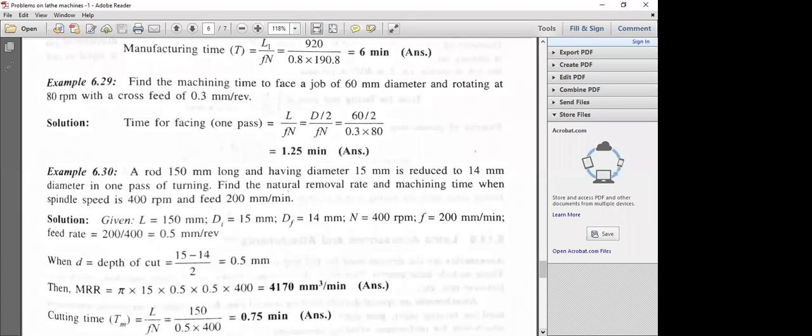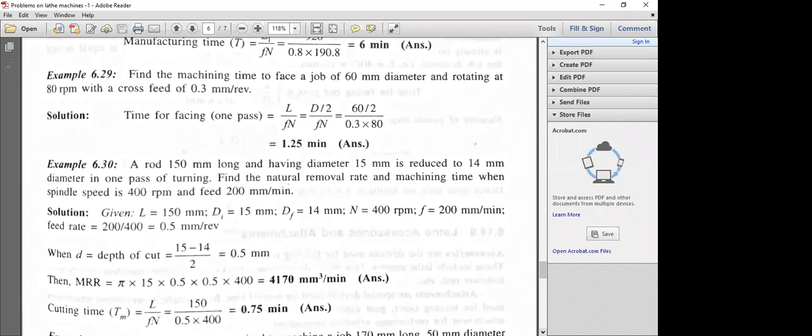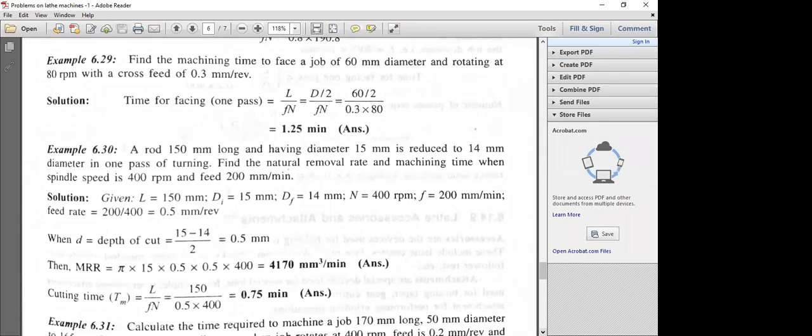So MRR is 4170. What is metal removal rate? It is given in terms of volume. What is the volume here? Volume, cube per minute. So it is nothing but expressed as the time, with f in the denominator, capital L by f into N.